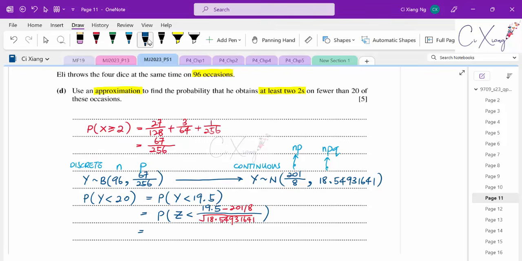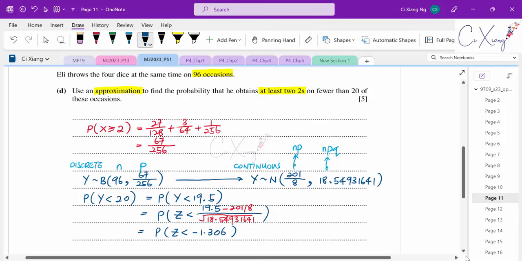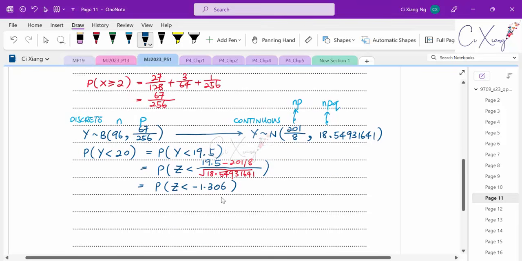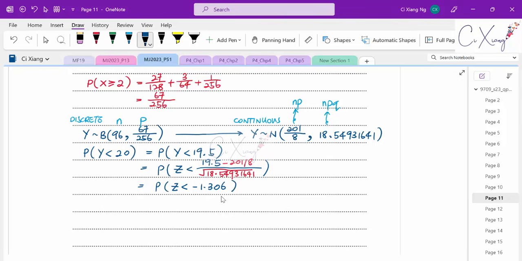Okay, after that, we find the value of z correct to 3 decimal places. So to 3 decimal places it will be negative 1.306. Correct to 3 decimal places because when you want to find the probability from the MF19, the maximum decimal places that we can consider is 3. That's why I go up to the maximum decimal places here to get the most accurate answer. So z smaller than negative 1.306.